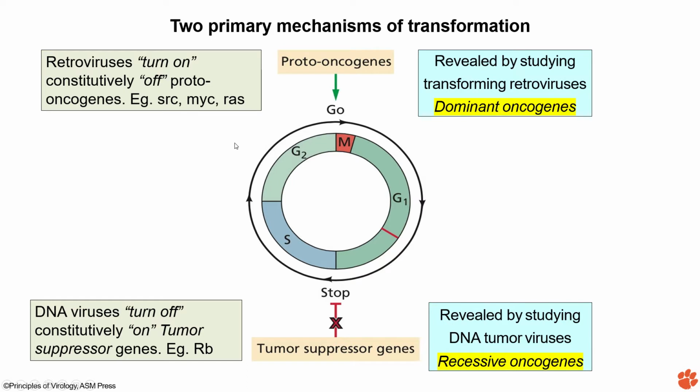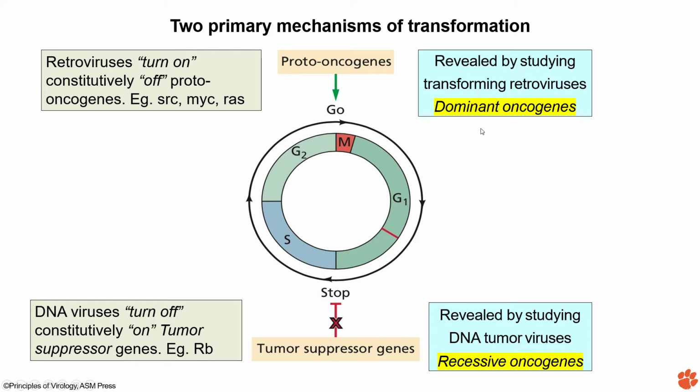And very interestingly, and understand this very well, the retroviruses turn on constitutively proto-oncogenes. Revealed by studying the retroviruses, these are the dominant oncogenes. On the other hand, DNA viruses turn off constitutively on tumor suppressor genes like RB. And these were studied by the DNA tumor viruses, and these are the recessive oncogenes.